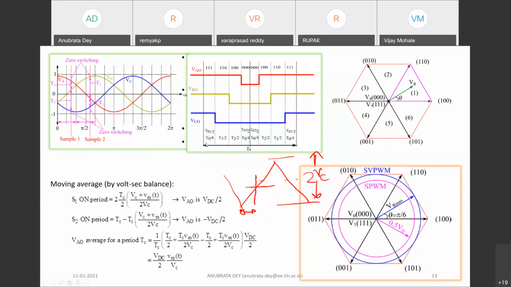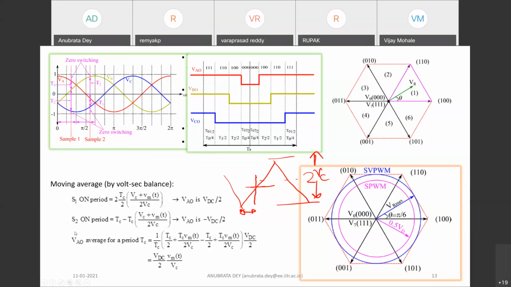So if you find out this is the entire TC or TS, okay, TC is equal to TS here, this entire TS or TC, then you can find out the S1 on, how much time S1 is on, by finding out this timing, this duration of time. Okay, this particular duration of time you can easily find out. So that is the expression of that.